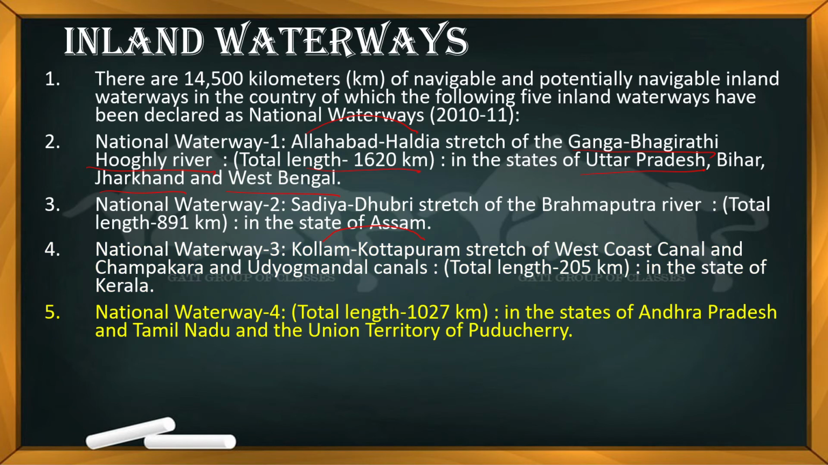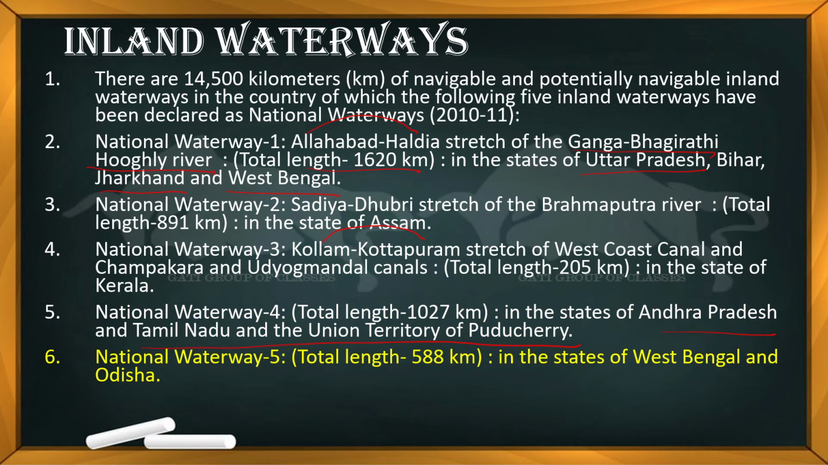Now we have one more, that is National Waterway number 4. The total length is 1027 kilometers, and it is situated in Andhra Pradesh, Tamil Nadu and the Union Territory of Puducherry, which is earlier known as Pondicherry. Now we have National Waterway 5. The total length is 588 kilometers and it is in the states of West Bengal as well as in Odisha.